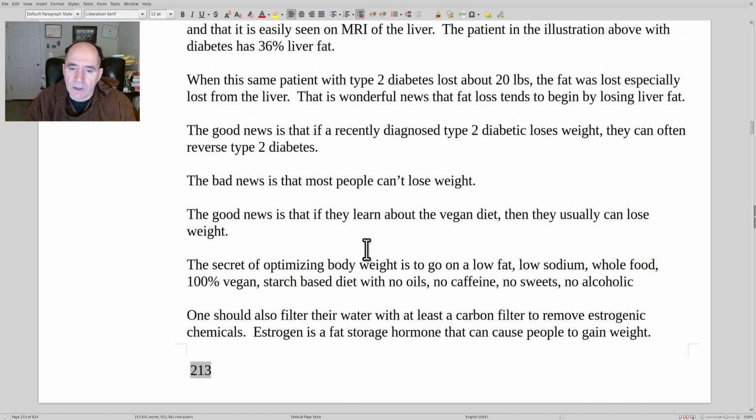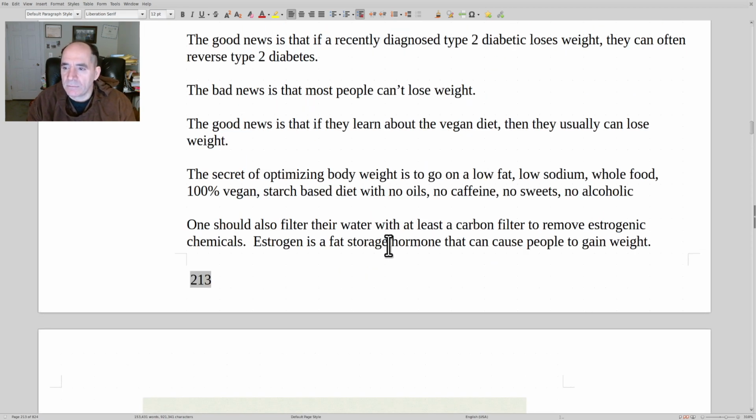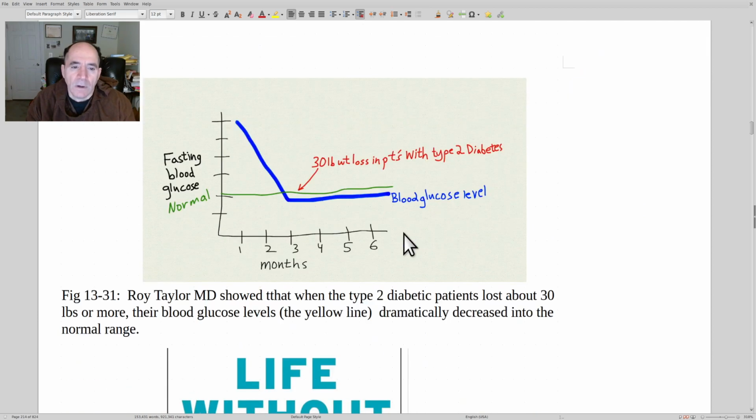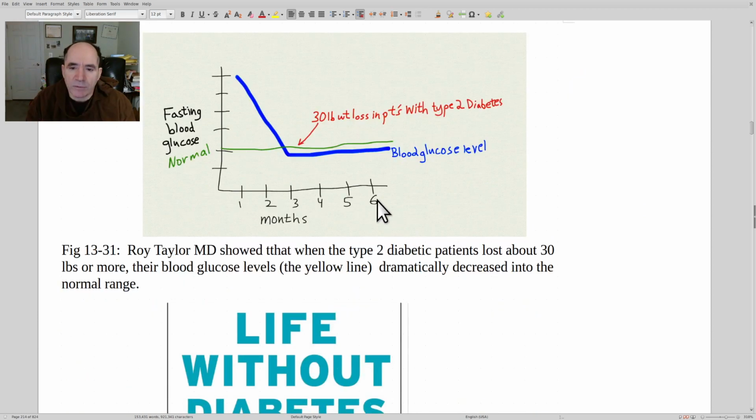And what's the secret of losing weight? You know, eat a low-fat, low-sodium, whole food, 100% vegan, starch-based diet with no oils, no caffeine, no sweets, no alcohol. That makes you lose weight. Like I said, look at China before 1970 when they ate white rice, 90% of their calories, 1 billion out of 1 billion are skinny. That's how you can figure out what diet works, is just look at the epidemiology. It's also good to filter your water to get the estrogenic chemicals out of there because those are fat storage hormones.